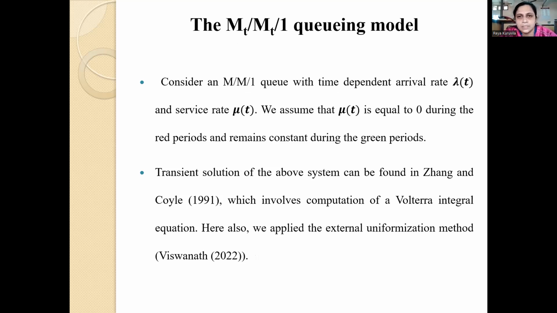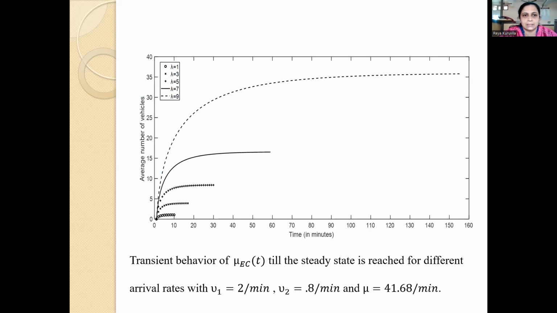The MT-MT1 queuing model: consider an MM1 queue with time-dependent arrival rate lambda(t) and service rate mu(t). We assume that mu(t) is equal to 0 during the red periods and remains constant during the green periods. The transient solution of the above system can be found in Zhang and Coyle, which involves computation of a Volterra integral equation. Here also we applied the external uniformization method.